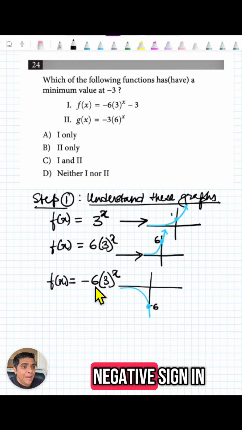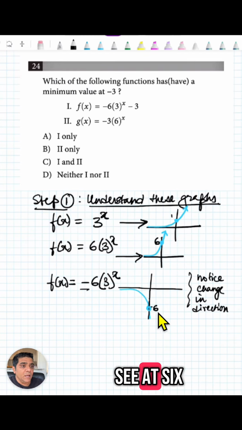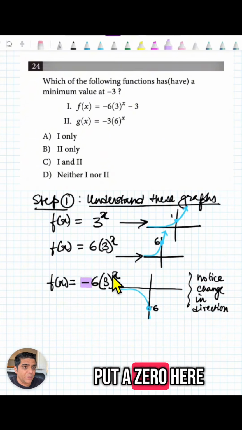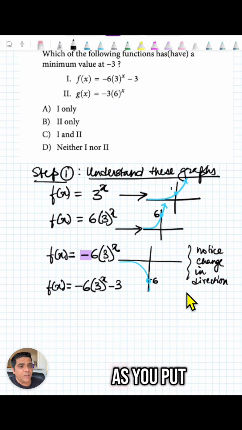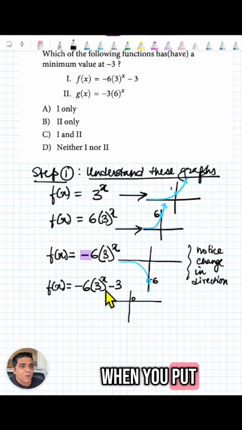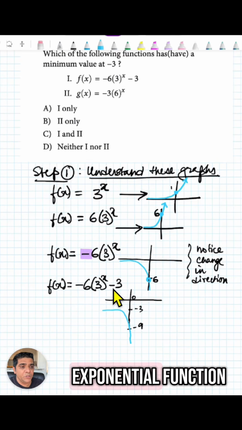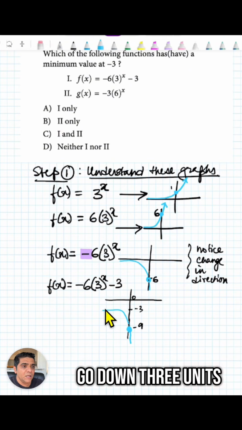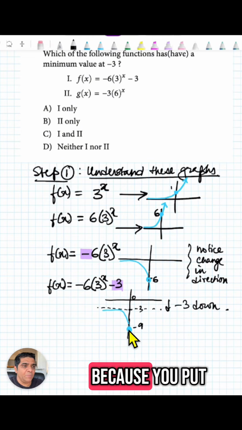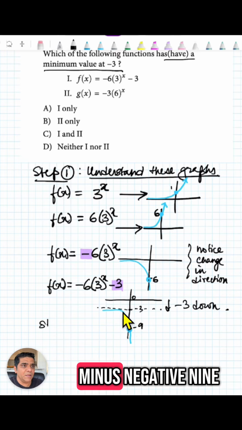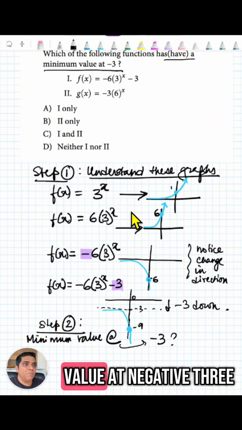But if you put a negative sign in front of the 6, now the graph is going downwards. And you see it has an intercept at -6, because if you put a 0 here, 3 to the power 0 is 1, so -6 is going to be the y-intercept. So notice the change in direction as you put a negative sign. Again, when you put -3 outside of the exponential function, the graph goes down 3 units, like this. And it's now going to have an intercept at -9, because if you put a 0 here again, it's -6 minus 3, which is -9.